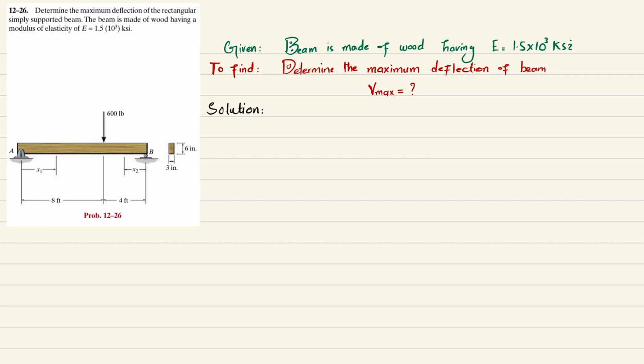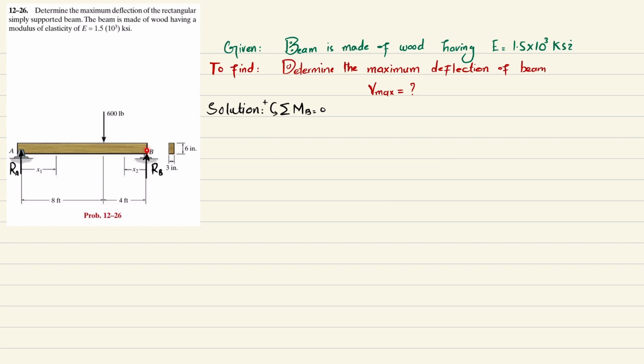So let's start with the solution. The first step is that if we remove this support at point A, you will have a reaction force which is RA, and if you remove the roller support at this point, you will have a reaction force which is RB. We will find these reaction forces by using the equilibrium condition that the sum of all moments about point B is equal to 0, taking the counterclockwise moment as positive.